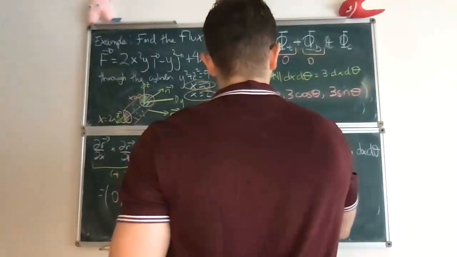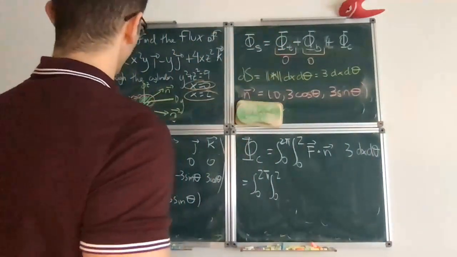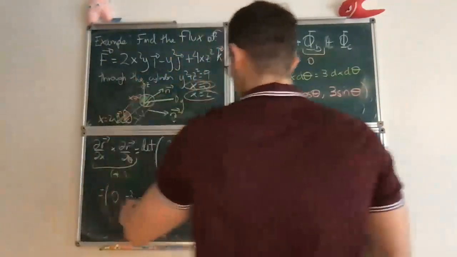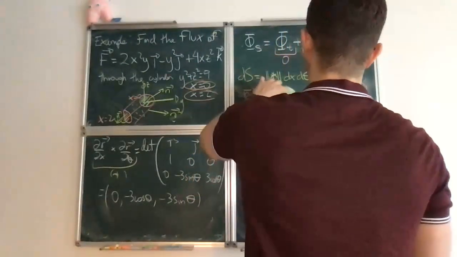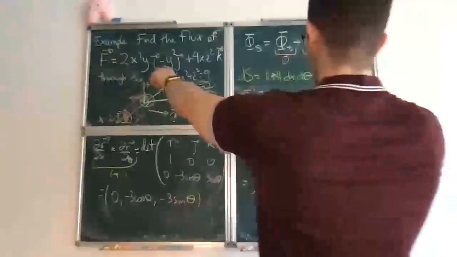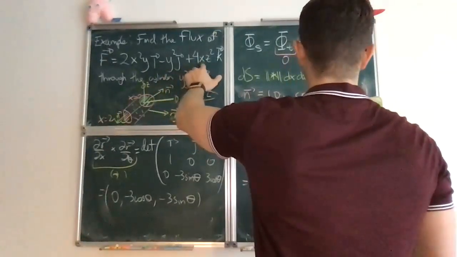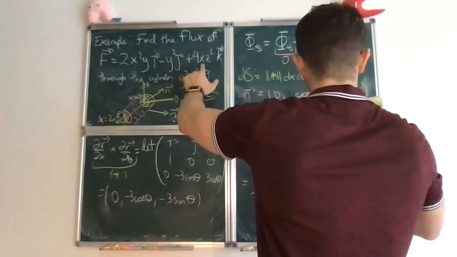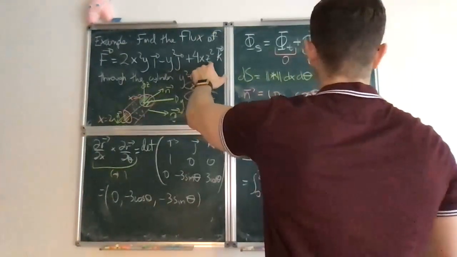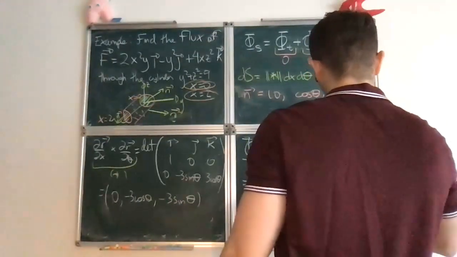So this will be the integral from 0 to 2 pi, 0 to 2. What's the dot product between these vectors? Well, now you don't care about the first component, and so you only do minus, the normal vector should not have 3 because it's unit norm. So it would be minus y squared cosine of theta plus 4x z squared times sine of theta dx d theta.